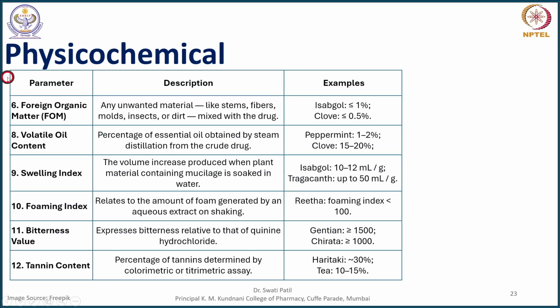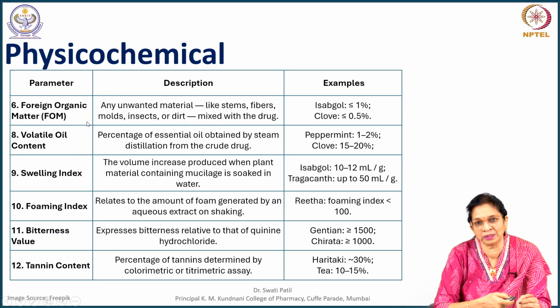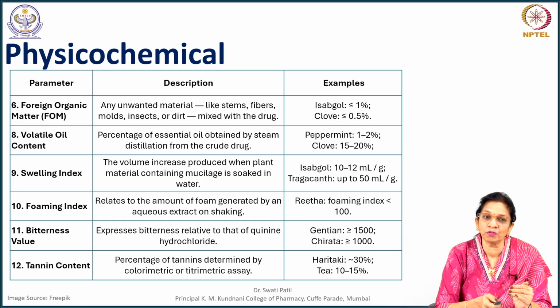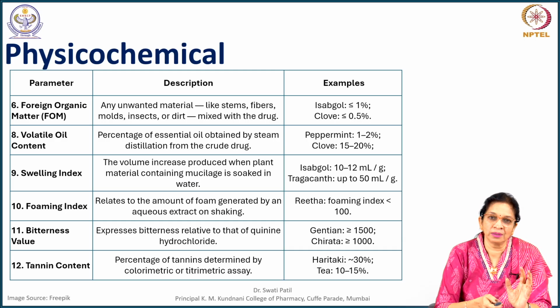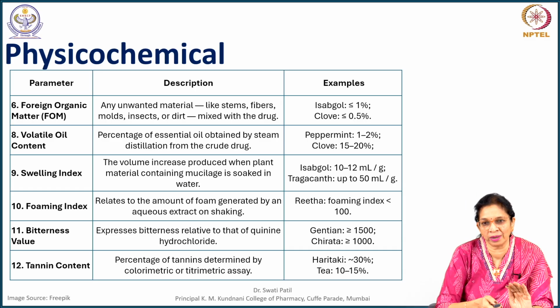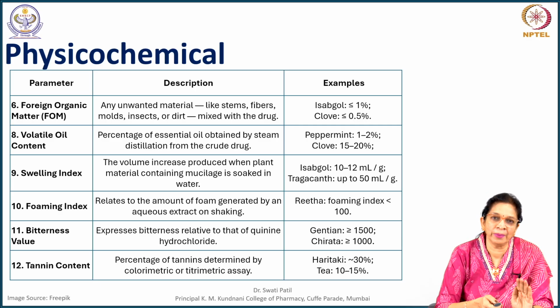For organic matter, this is unwanted matter which is present. Suppose we are collecting leaves and too much of the stem is present, then we say that there is too much foreign organic matter. The official drugs say that the active constituent is present in a particular plant part. Other than that plant part, if anything else is present, then we consider that as foreign organic matter, and each official standard mentions a particular value which it should not exceed.